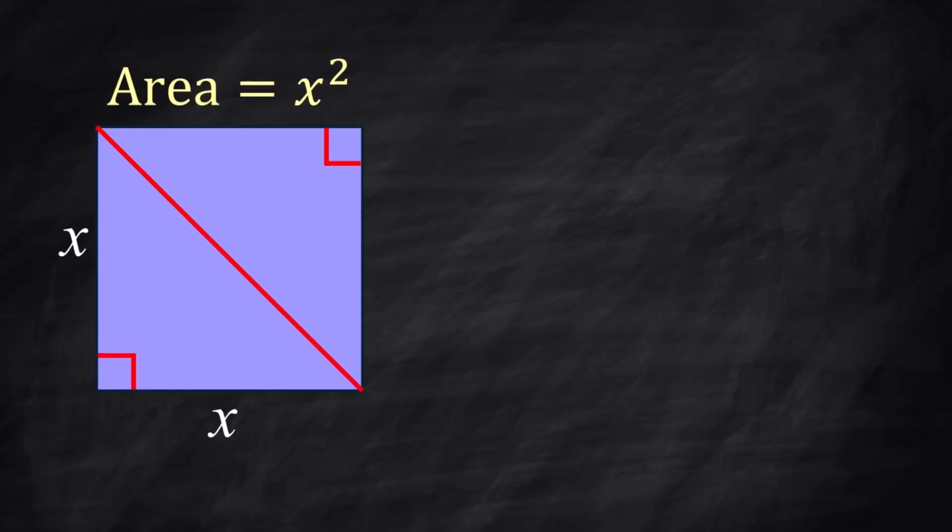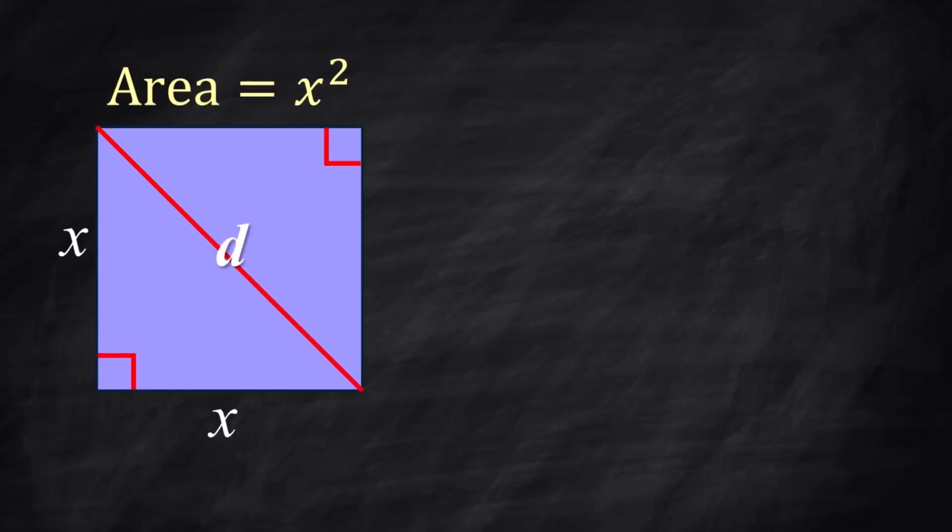I know it's a square because I got two 90-degree angles, and that forces the other two to be 90 even if I don't have them marked. Well, squares have the same length on each side, right? So we know that the area formula for a square would be length times width, which in this case would be x squared. But what if you don't know the side lengths, but they do tell you the diagonal?